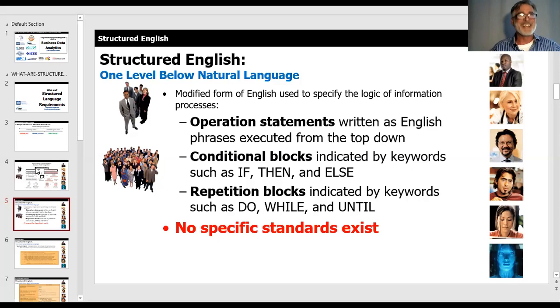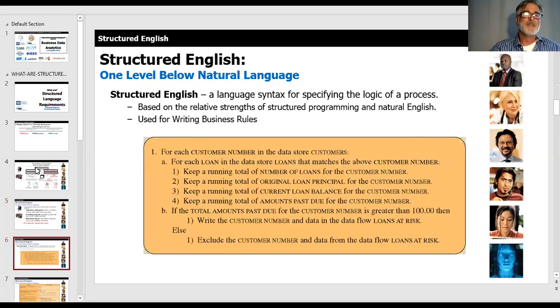So, I understand that that's what your stakeholders want. They don't really want to know how it all works. They just want it to operate the way they want it to operate. All right, so a little bit more about structured English.